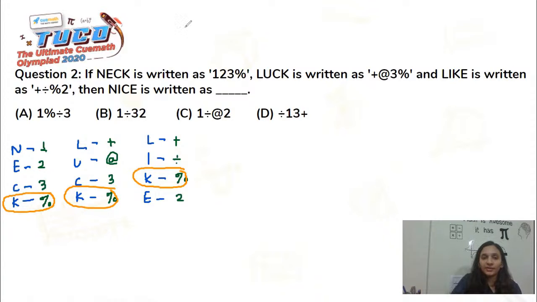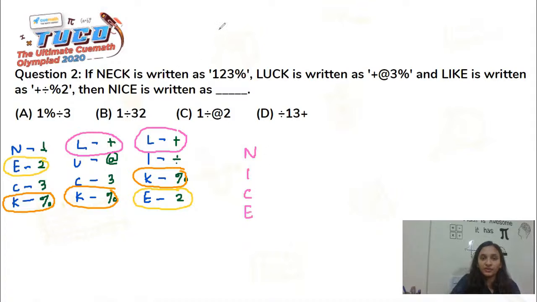Any other common thing that we see here is E. E has been coded as 2 here as well as here. Both places E has been coded as 2. Then L has been coded as plus here as well as here. So that means each alphabet has been given one specific symbol or number as its code. So then we can look from these alphabets in these 3 different words and arrive at our codes for the word nice. So I'll write up the word nice here, N-I-C-E, and we'll be writing the codes for it.